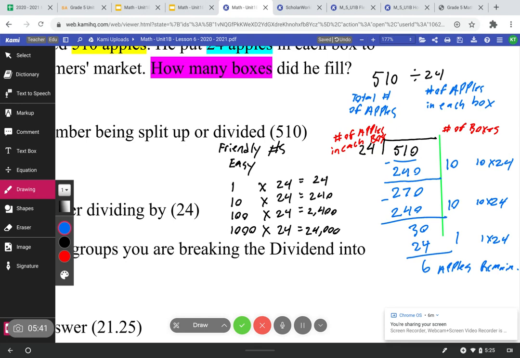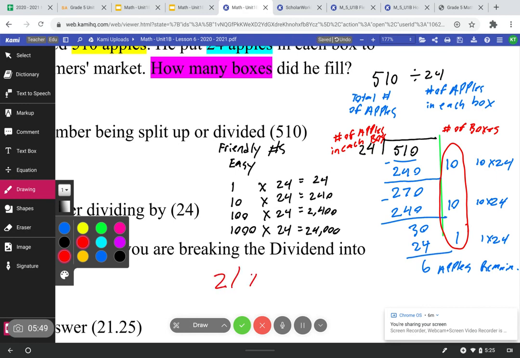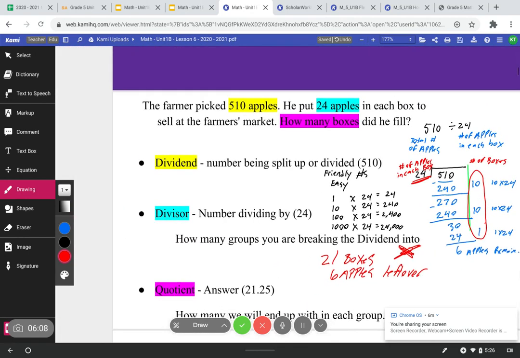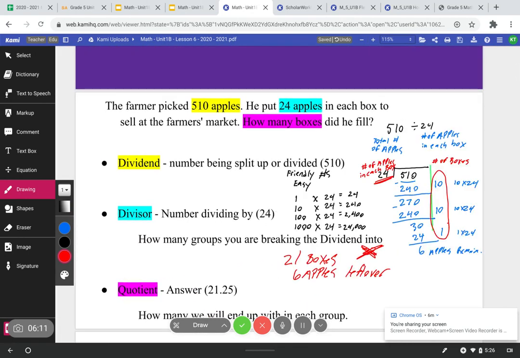So the total number of boxes I can get is 21 boxes and 6 apples left over. Because we can't do 22 boxes, because you need to have 24 in each box. We only have 6 remaining. So that's just going to be a snack for the farmer. 21 boxes and 6 apples left over.